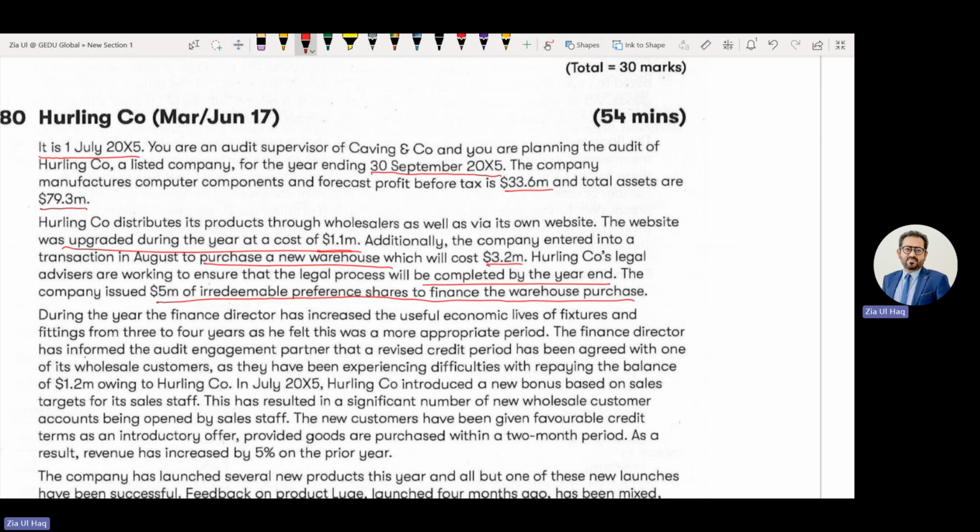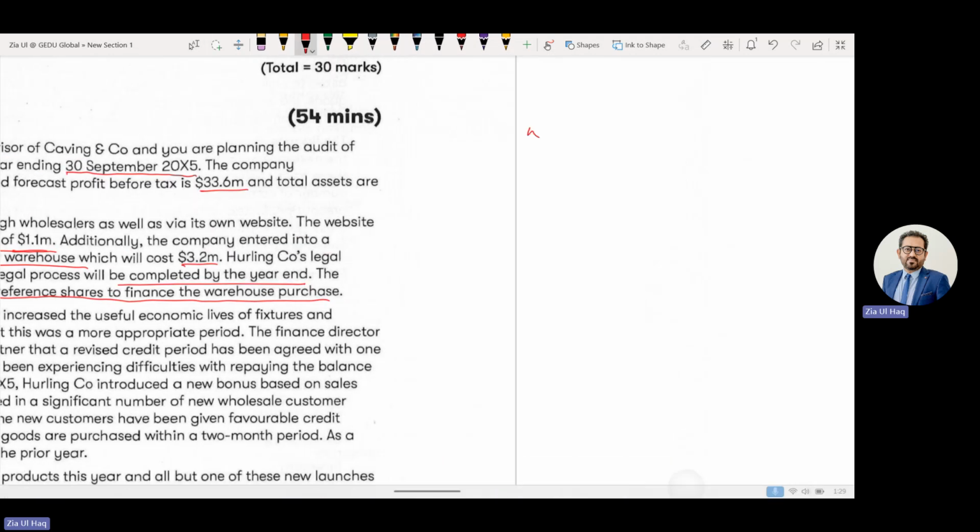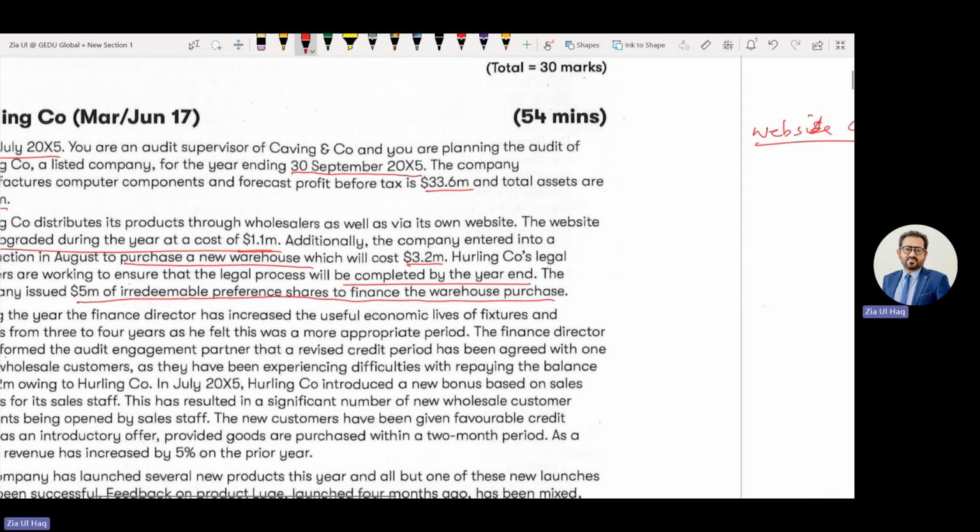In this paragraph, there are three issues. Three risks are there in this one paragraph. First, the company has upgraded its website at a cost of 1.1 million. We'll put a heading first: website cost. 1.1 million cost incurred.